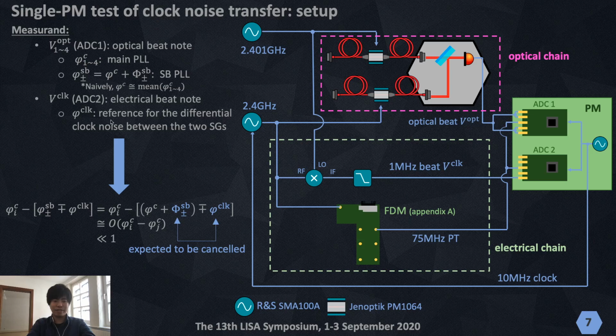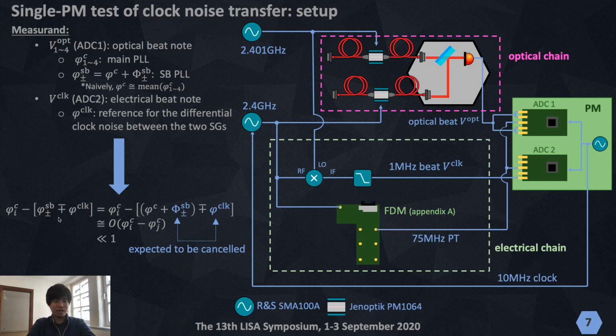And in the electrical chain, we can measure the reference for the differential clock noise between the two signal generators from the 1 MHz beat note between them. So the idea is to make the signal combination like this. First, the reference for the differential clock noise is subtracted from the sideband PLL. Then the residual is further subtracted from the carrier dynamics.